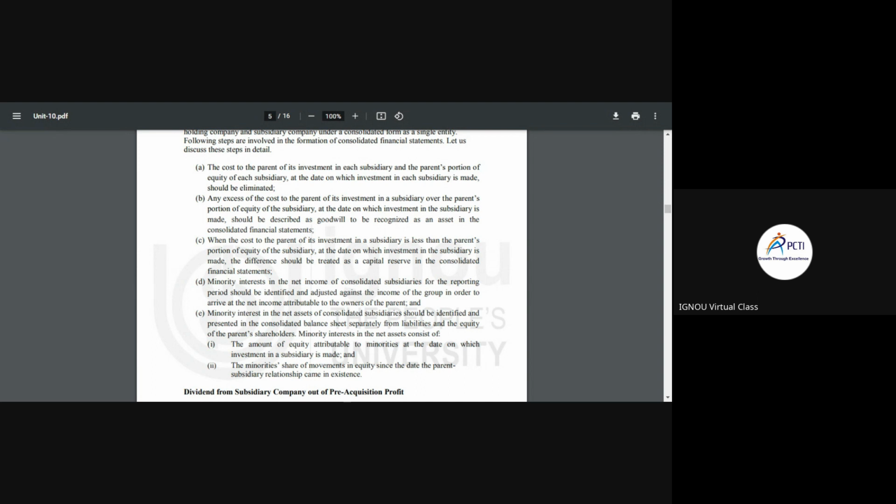Next, D: minority interest in the net income of the consolidated subsidiary for the reporting period should be identified and adjusted against the income of the group in order to arrive at the net income attributable to the owners of the parent.